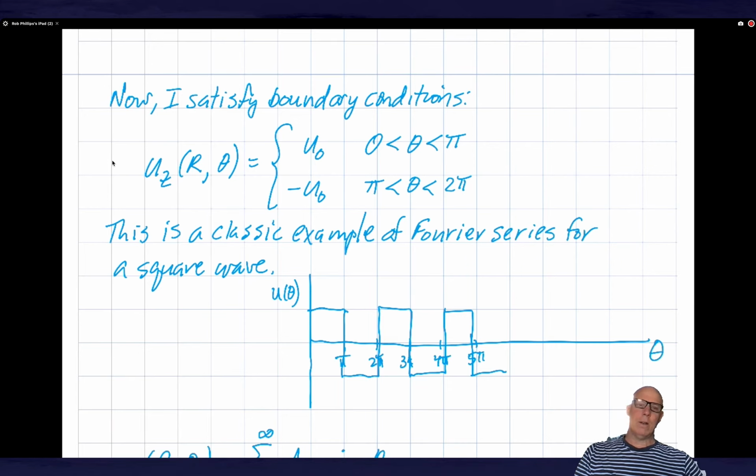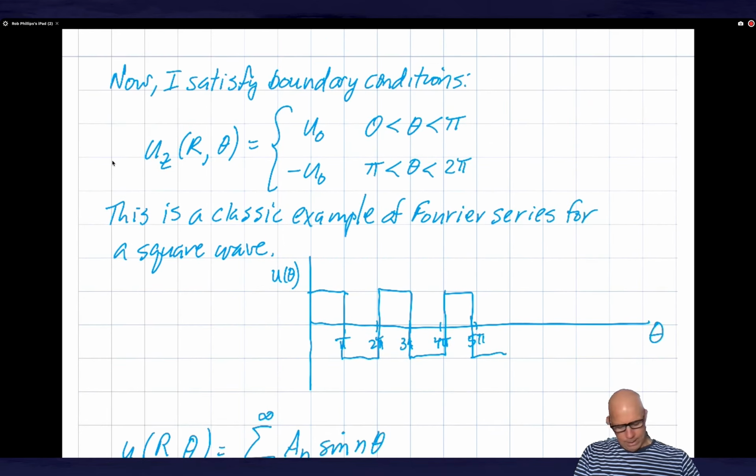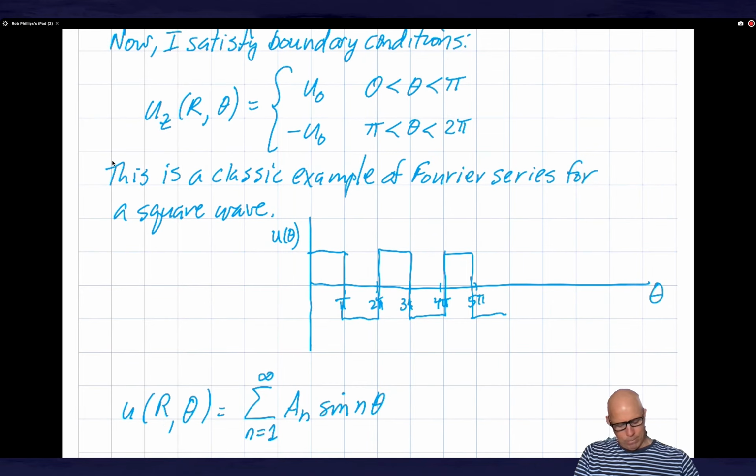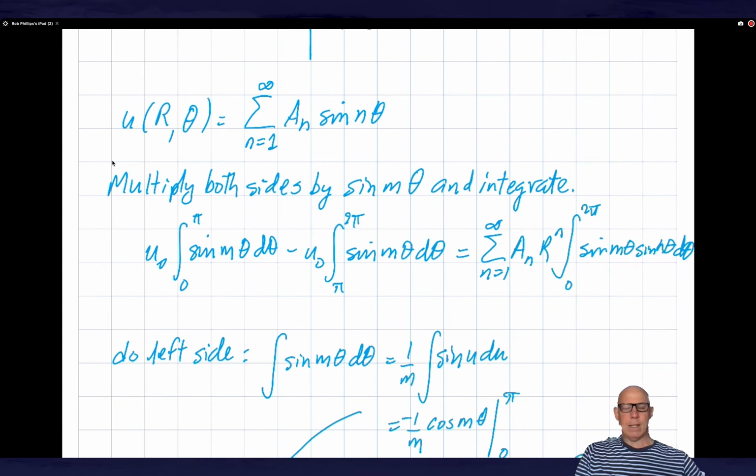Between 0 and pi, the velocity is upward. It's coming out of the page towards me in this diagram right here. That's this region. And it's minus u0 in this region. As I say, this is just a classic example of Fourier series for a square wave. And those of you taking the course, I've already had you do some Fourier series things, so I'm not going to belabor this. But the trick is basically always the same.